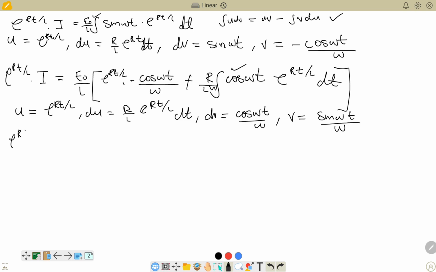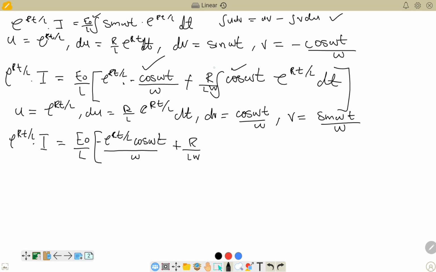Then now we need to go back again and substitute. So we have e to the power Rt over L times I is equal to E naught over L. We are writing this term there. Let's take the negative in front. So e to the power Rt over L cos Wt over W. Then plus, now we have R over LW. It's this one there. Then we will have, let's not have a square bracket inside the square bracket, let's have normal brackets. We'll use integration by parts again. So what is our U?